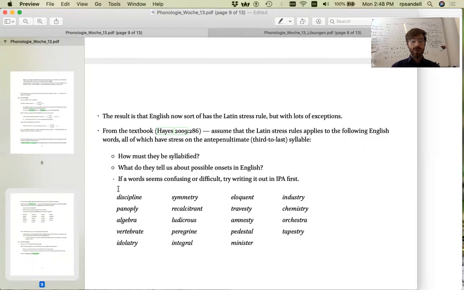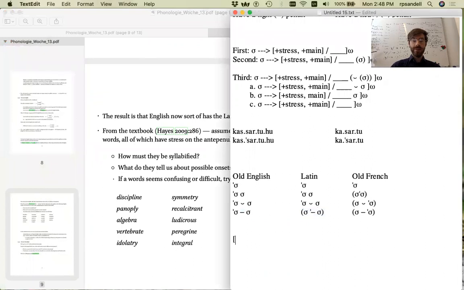So the word discipline, this is a trisyllabic word, and we can treat the second syllable as being a light syllable. Discipline. I won't be so precise about the transcriptions of the vowels for the moment. In this case, we have primary stress on the third to last syllable, and the second to last syllable can be treated as a light syllable.